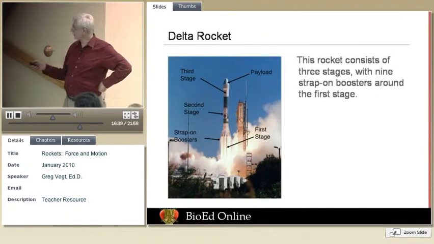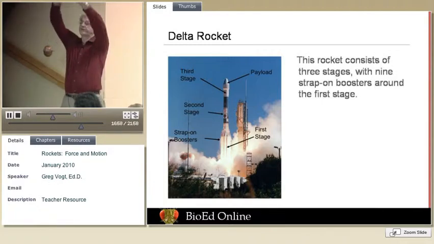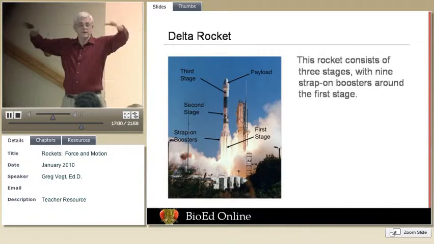And take a look at this Delta rocket right here. We'll mark off all the parts. You've got your first stage, that's the core right there, and you've got two strap-on boosters right there. You've got your second stage, your third stage, and then the payload. And some of these boosters, actually, will have as many as nine on the outside down there. The first thing that happens, they take off, and those boosters start to fall off after you get going. Then the first stage falls off, and so forth.